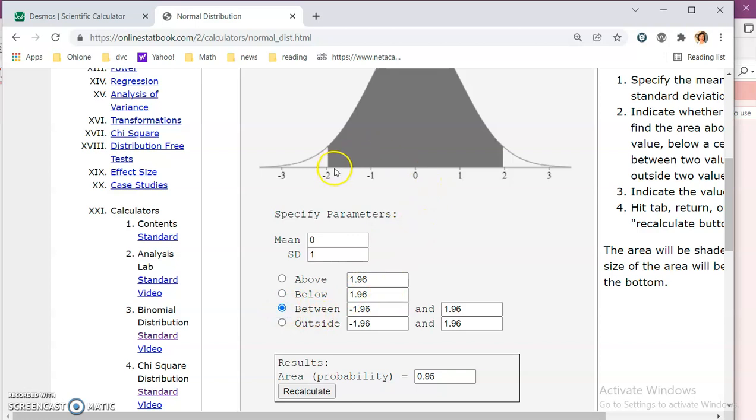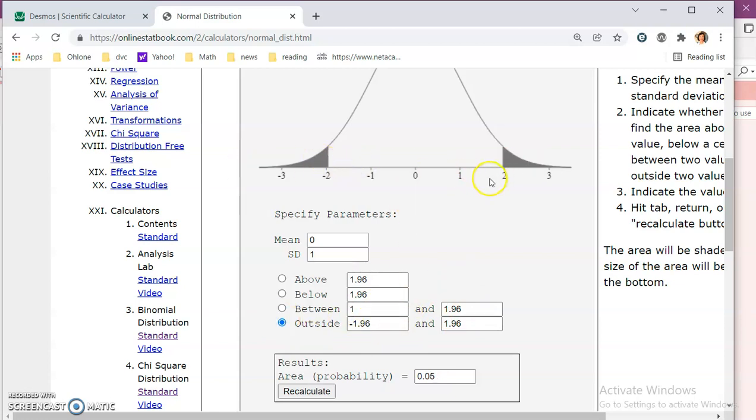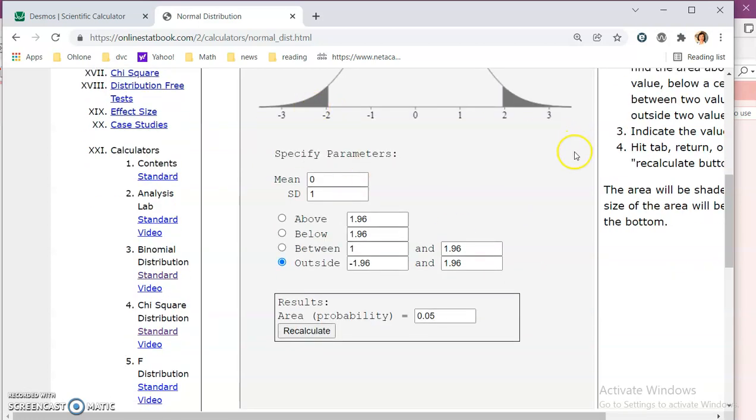Between would be between two numbers. You can set whatever you want, right? You can say -2. It doesn't have to be opposite to each other. You can actually say 1, so it's from 1 to 2, any two numbers. And outside would be outside the two numbers, lower than the low number or higher than the high number. We call them tail areas.